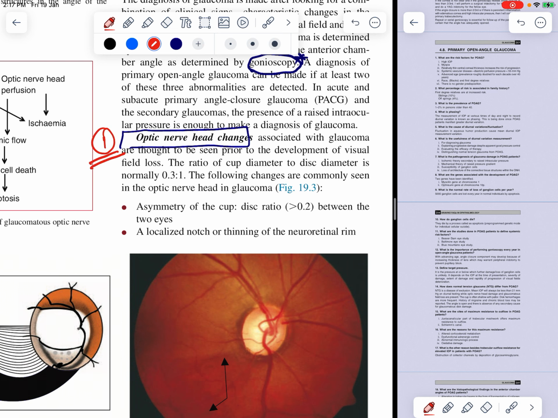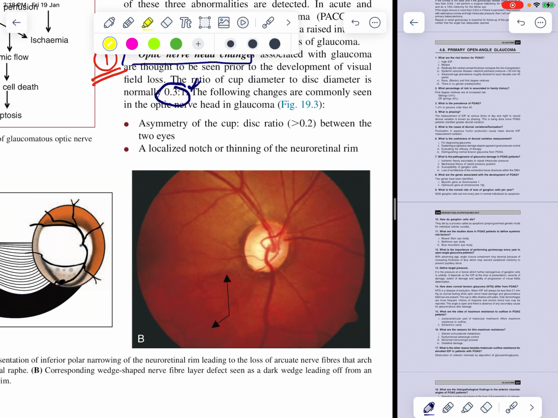You have to know about this. You have to know about the signs which you have to look for in the disc. Optic nerve head changes associated with glaucoma are thought to be seen prior to the development of visual field loss. Normal cup disc ratio is 0.3 to 1, that is subjective. The following changes are commonly seen in optic nerve head in glaucoma.